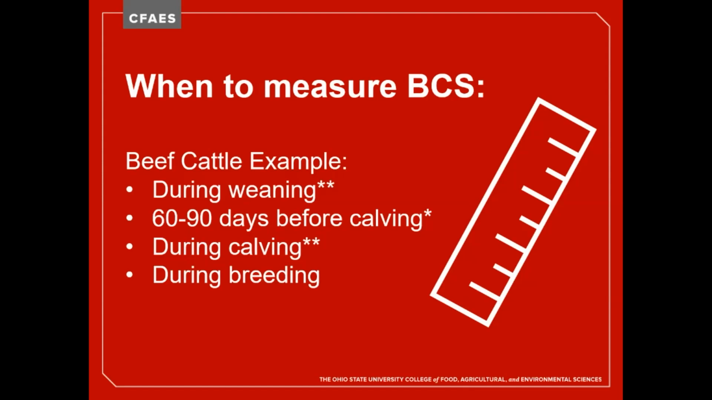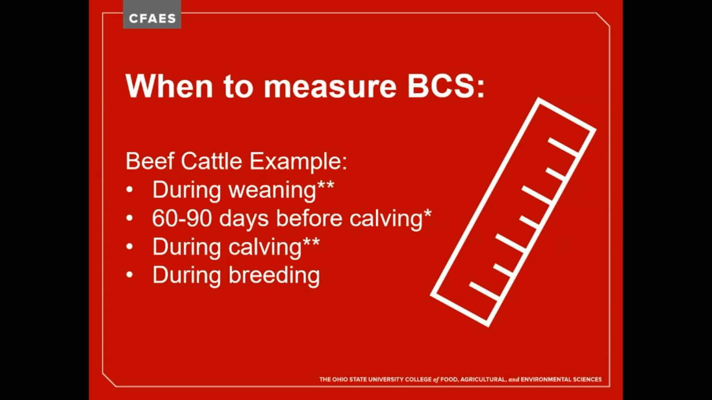The most difficult time to obtain a body condition score is during periods of greater lactation, which occur during and after parturition, since animals typically have higher energy requirements. Periods including late gestation and early lactation will typically be marked by low nutrition and body condition scores that negatively impact performance. Let's take a look at beef cattle. The time scoring usually occurs is during weaning, 60 to 90 days before calving, and during calving, as well as during breeding.